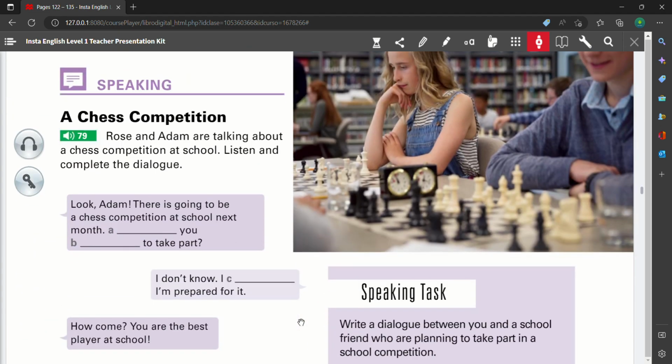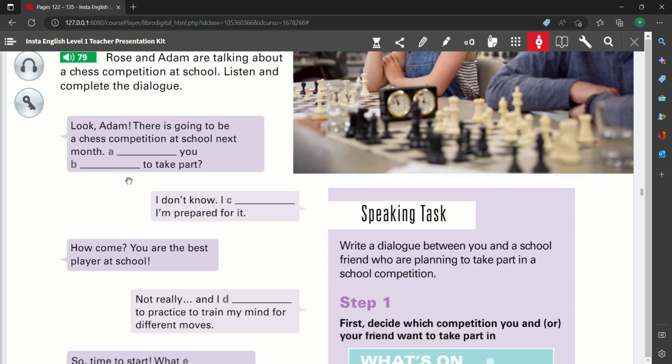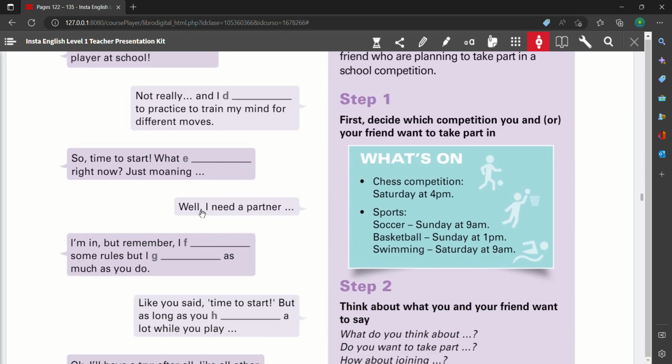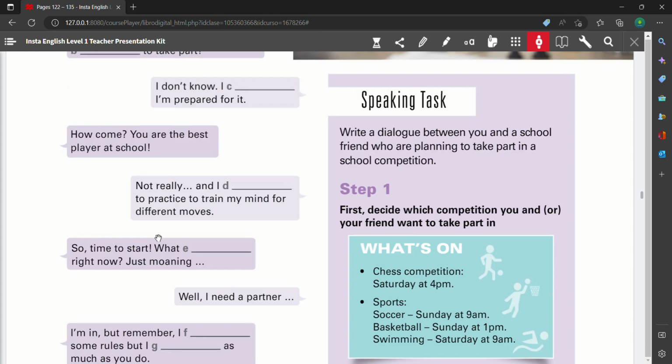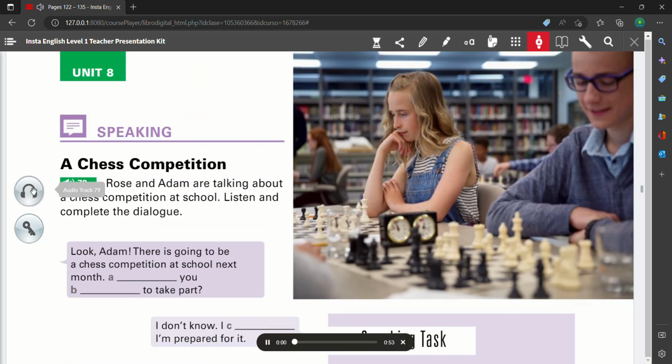Now we have a listening activity. This listening activity is a speaking activity about a chess competition. So Rose and Adam are talking about chess competitions at school. Listen and complete the dialogue. So the idea is to listen to an audio and complete A, B, C, D, E, F, G, H, and finally I. Pay attention. Unit 8.